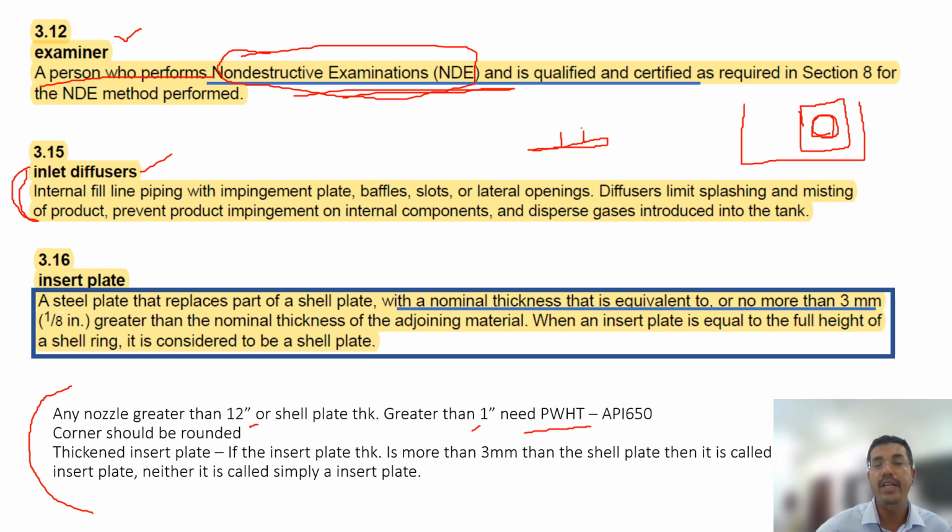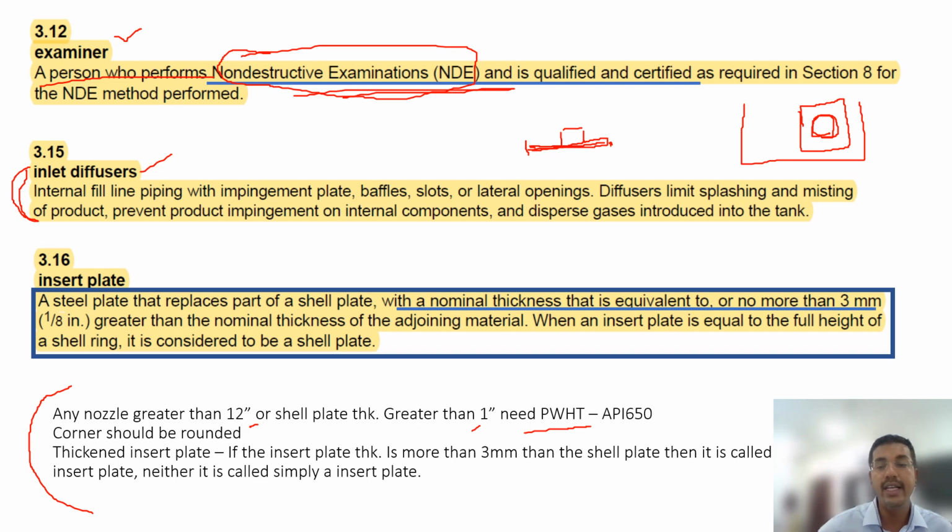After welding the nozzle, we cut a similar piece of plate out of the tank, attach this plate and do welding all around. So this is called an insert plate. But for an insert plate, there is a criterion. What is the insert plate criterion?